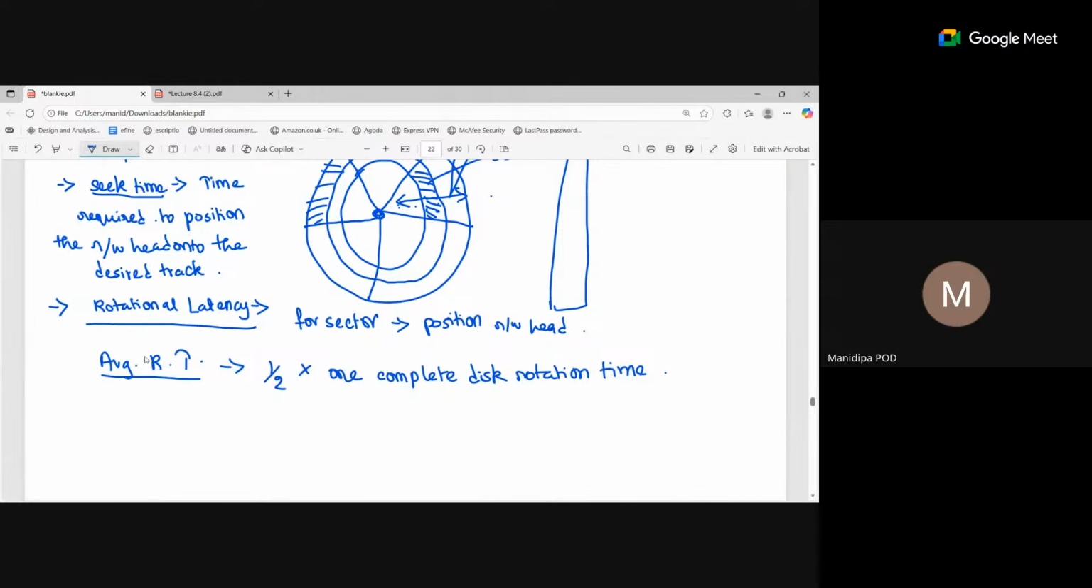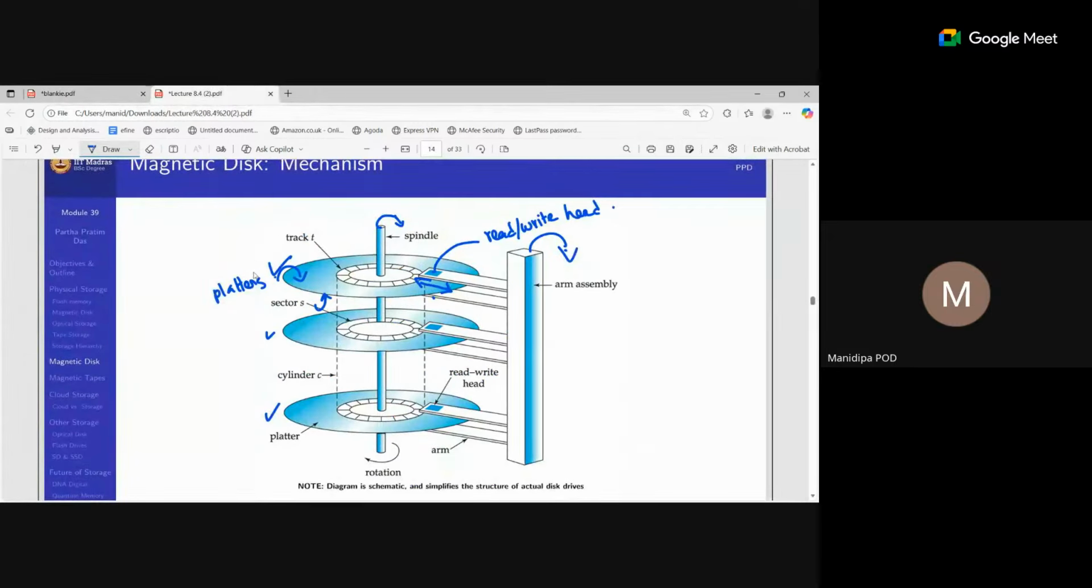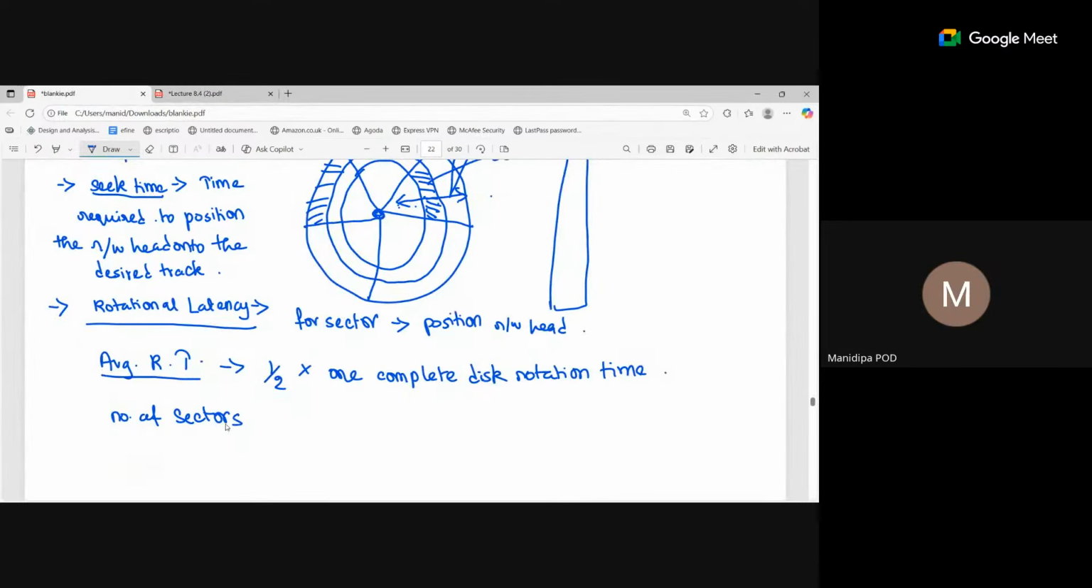Another important formula is how to find the total number of sectors on a surface, or on a platter. Or even, we can find the total number of sectors on all platters. In this diagram you can see all the different platters. So what is the total number of sectors including every platter? Each platter has how many surfaces? 2. So 2 into the number of platters.